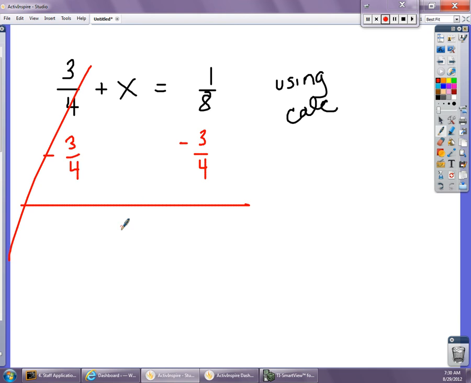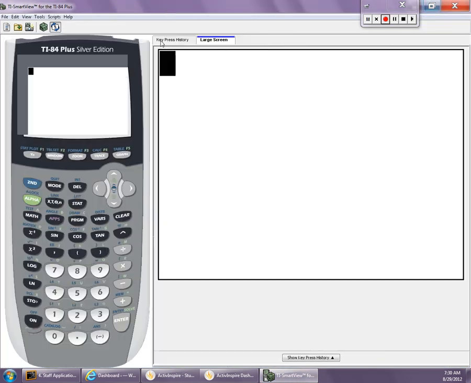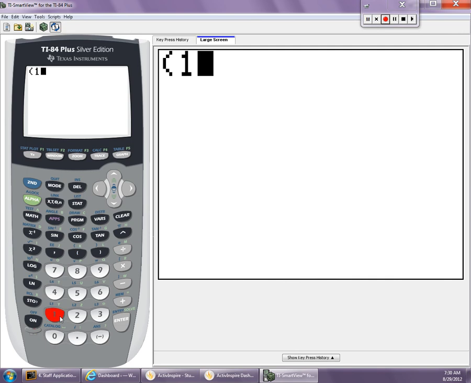Now I have 1/8 minus 3/4. So x equals 1/8 minus 3/4. I'm going to go to my graphing calculator. Now, when you put in fractions, you have to make sure that you put in the parentheses. So 1/8: parentheses, 1 divided by 8, parentheses, that's 1/8, minus, this is the negative sign down here. But when I want to do minus, you have to use your plus. 3/4.